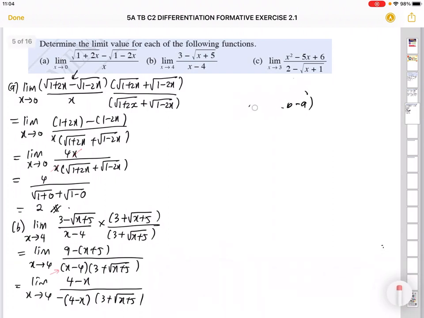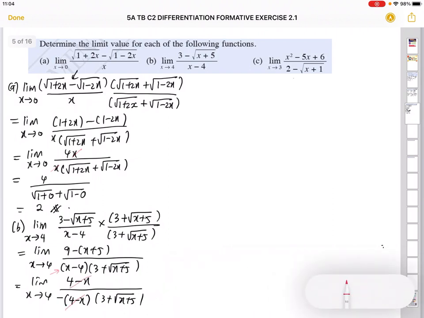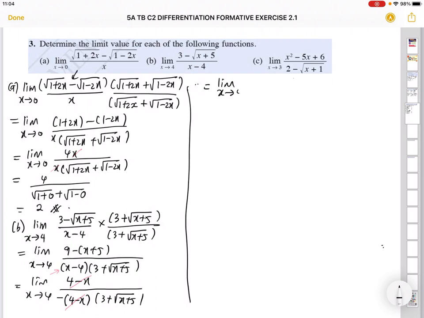So by factorizing this, I can now cancel these two off. So I am left with, let me continue here, the limit of x approaching 4 of 1 over, there's a negative here, doesn't matter whether I put a negative in front or below here, 3 plus root x plus 5, right? Now I'm going to sub 4 inside, so this is negative 1 over 3 plus square root 4 plus 5. Now 4 plus 5 is going to give us 9. Square root of 9 is 3. 3 plus 3 is just 6. Okay, so that is part B.